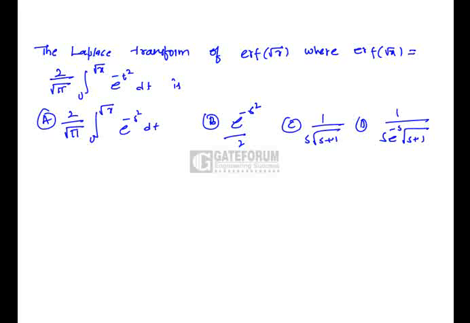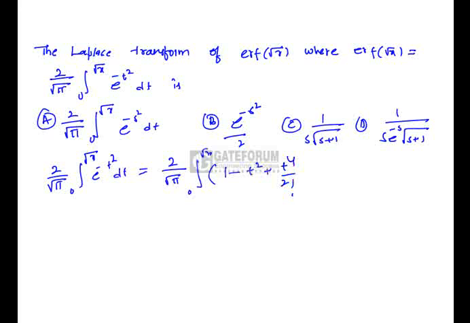The Laplace transform of f root x, where f root x is given as a certain function. We have to find the Laplace transform of this. Now, the given function is nothing but 2 by root pi times the integral from 0 to root x of e power minus t square dt. Now, let us first expand e power minus t square, I mean the exponential function. It will be 1 minus t square plus t power 4 by 2 factorial minus t power 6 by 3 factorial and so on, into dt.